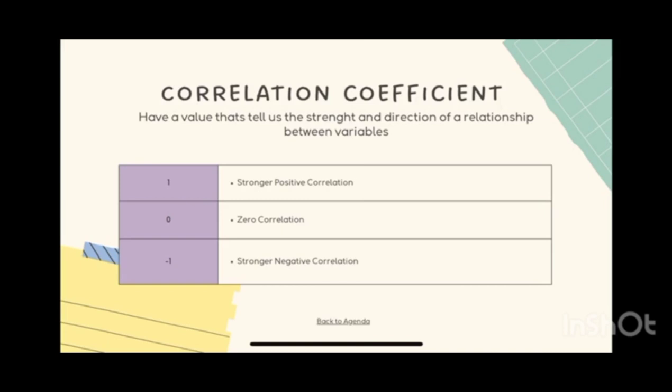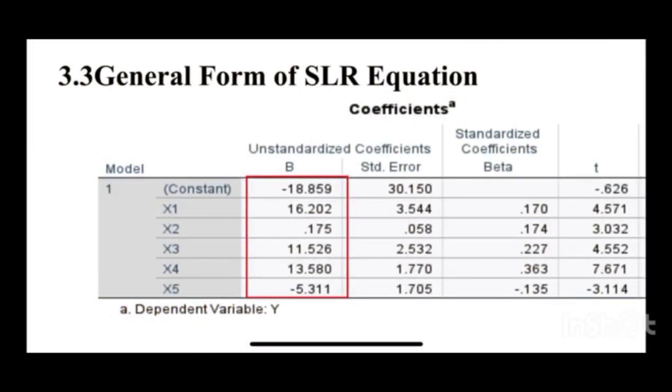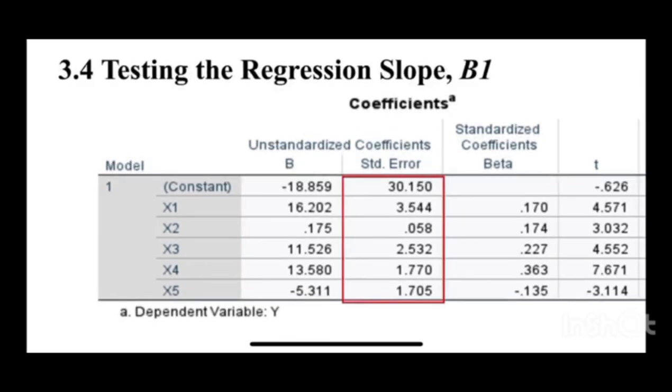1 refers to a strong positive correlation, 0 refers to zero correlation, and -1 is a strong negative correlation. The number in the red spot refers to the general form of the SLR equation, or simple linear regression equation. The simple linear regression equation provides an estimate of the population regression line. Next, the number in the red box refers to testing the regression slope B1.